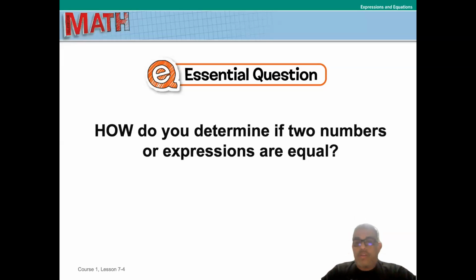Your essential question. Can I hear you read it? Yeah, you. Go ahead and read it, nice and loud. Good job, thank you. How do you determine if two numbers or expressions are equal? So we're going to get to see some vocabulary words coming up pretty soon, but expression is a good vocabulary word for us to know, and also equal.